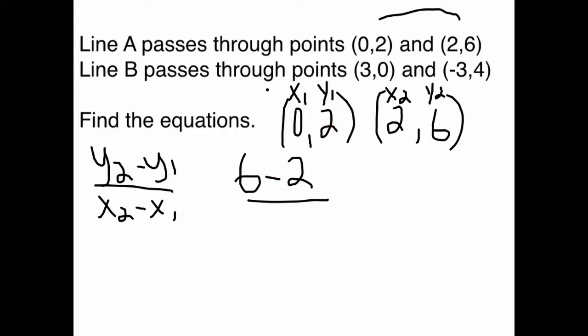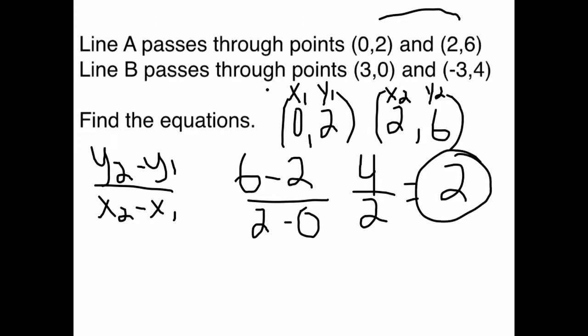Next I'm going to plug in my x values: 2 minus 0. Now, 6 minus 2 is 4. 2 minus 0 is 2. 4 divided by 2 is 2. What I just found was my slope. What I need to do now is figure out what b is, or what my y-intercept is.